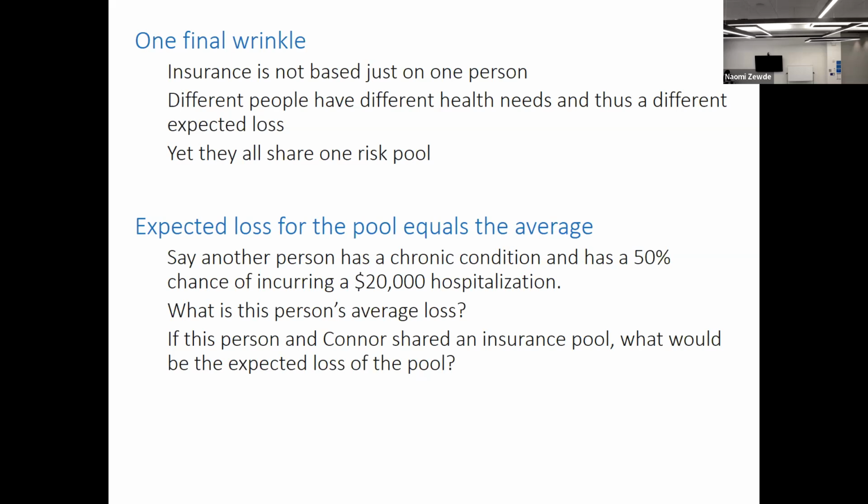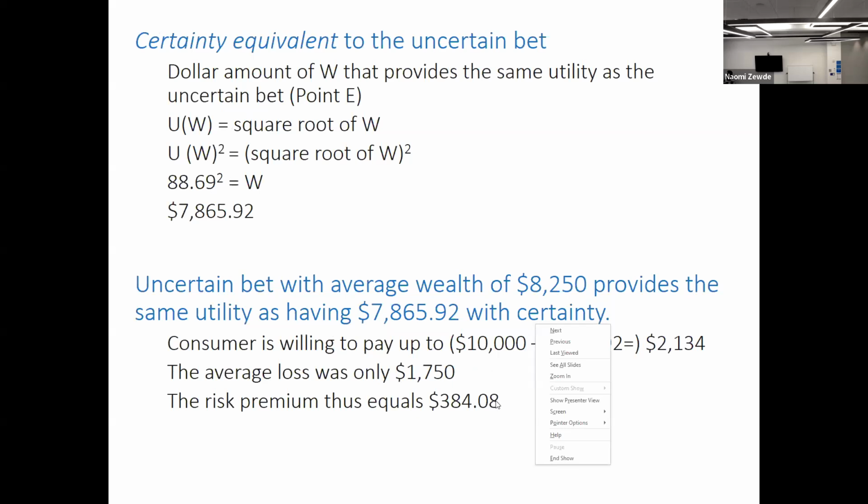Okay, so example, let's say that another person has a chronic condition. They have a 50% chance of incurring a $20,000 hospitalization. What is that individual's average loss? 10,000. Okay. So if this person and Connor shared an insurance pool, what would be their expected loss? Because you added the two together, but it should be the average. Oh, okay, yeah.